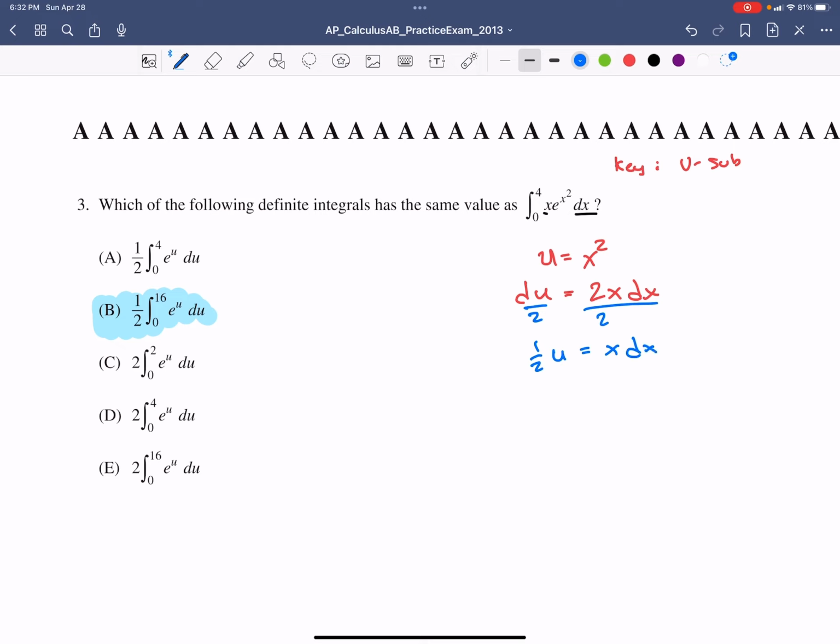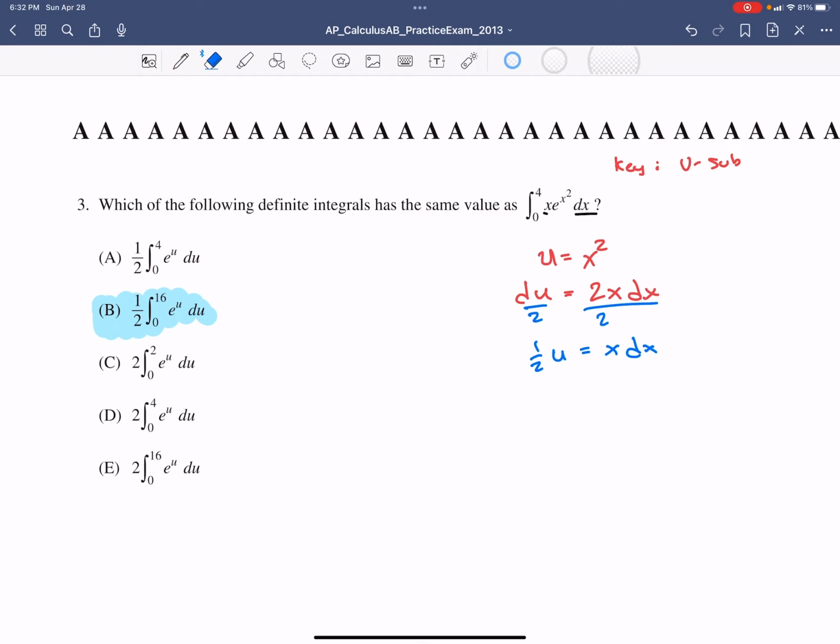And now we also got to change the limits of integration. If you automatically think that I have 1/2 integral from 0 to 4 of u e to the u du, that would be wrong.